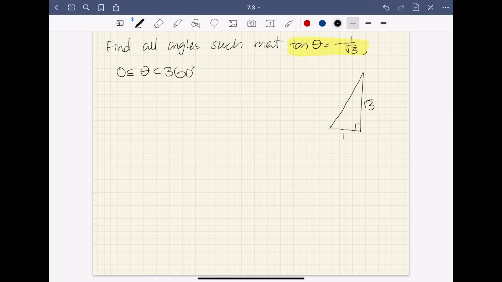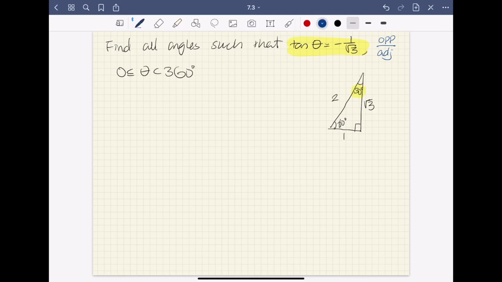Root 3, 1, and 2, 30 degrees and 60 degrees. Okay, we know that tangent is equal to opposite over adjacent. Which angle has an opposite of 1 and adjacent of root 3? We know that this 30-degree angle here has an opposite of 1, right?